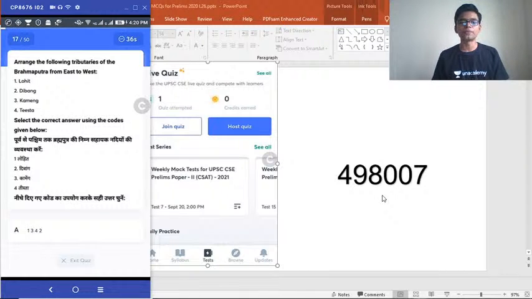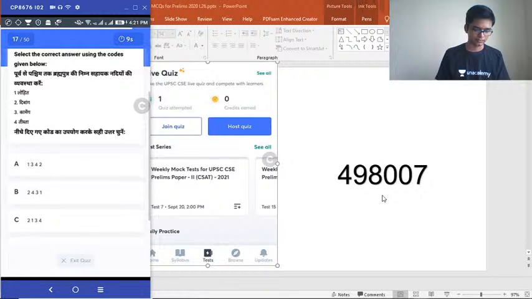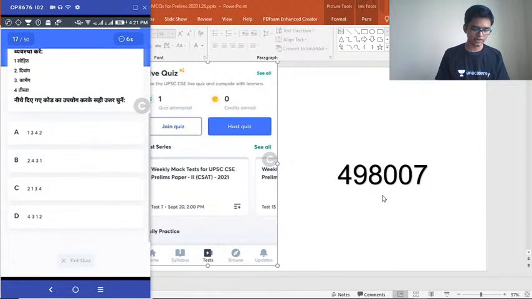Arrange the following tributaries of Brahmaputra from east to west. Lohit, Dibang, Kameng, Tista. Two of them, Dibang and Tista, are very famous. So they are in news also. So you might know how to place them and see how you can fit the rest of it. 1 3 4 2, 2 4 3 1, 1 2 3 4 and 4 3 1 2.